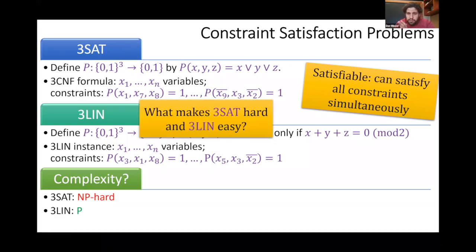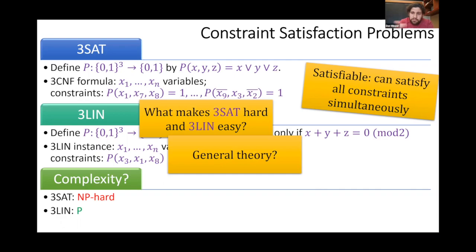So the main thing that I'm trying to get at in this talk, in one sentence, is what makes three-SAT hard and three-LIN easy? And of course, this is not a well-formulated question, so this is what we're going to have to do, but this is the main topic of discussion. And towards that, we're also going to try to develop some general theory about CSPs in general, not only these two.